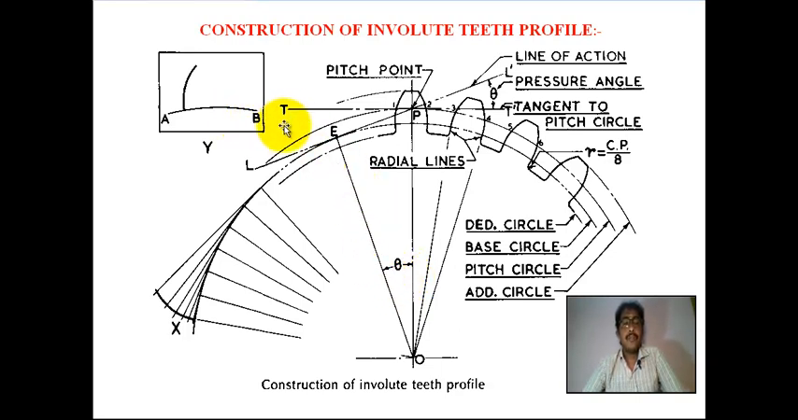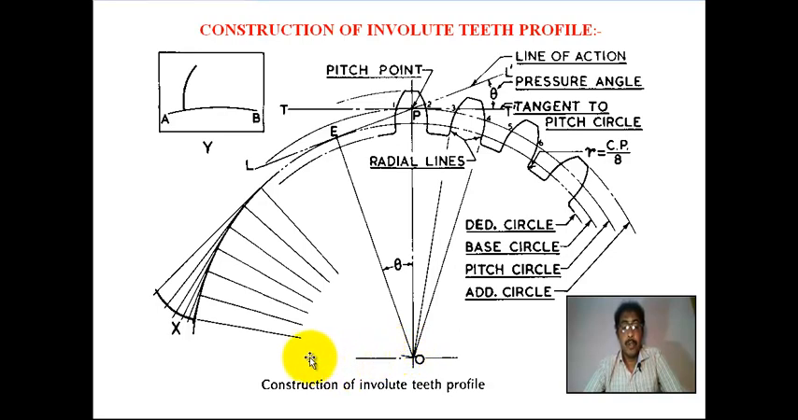Now we draw the construction of involute teeth profile. Here a tracing paper is required. Now we start.